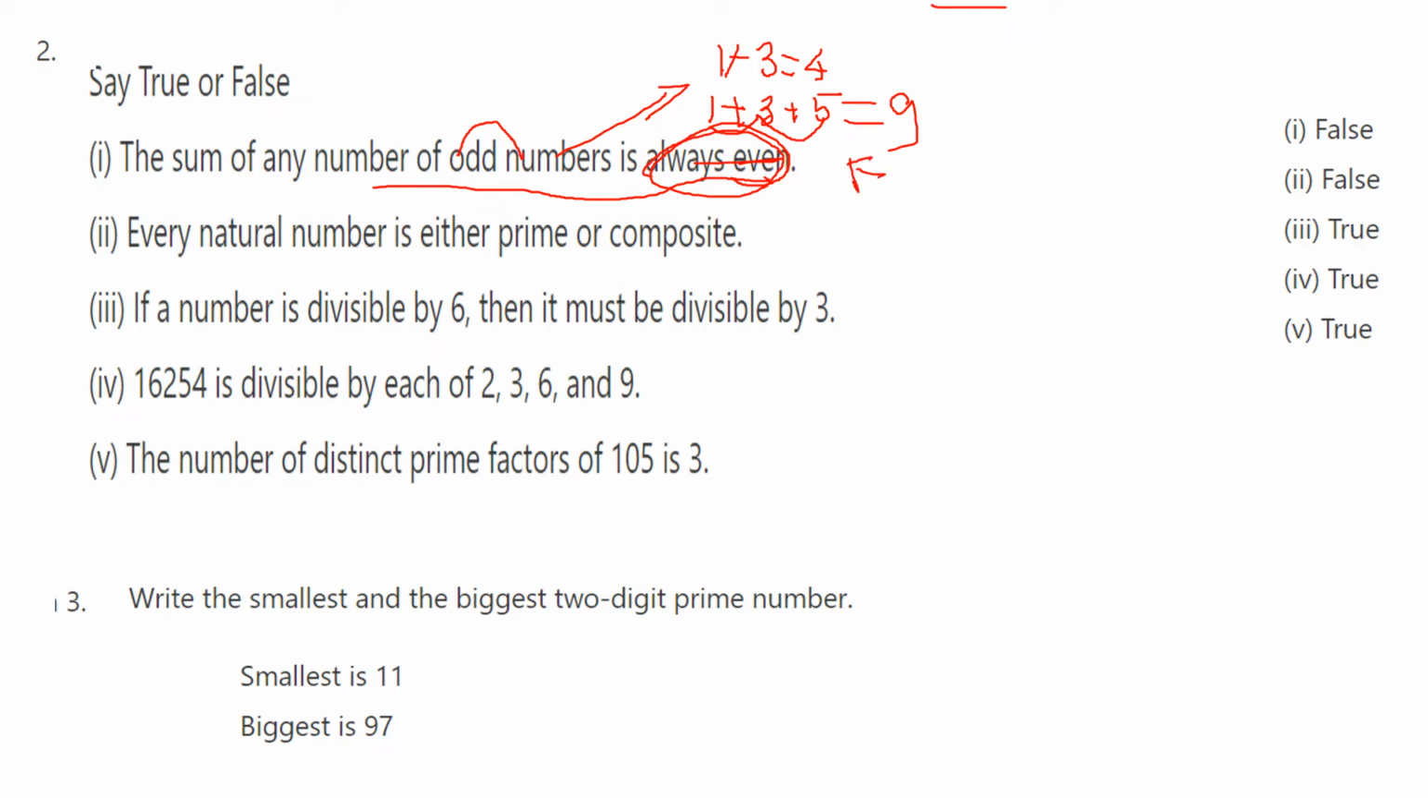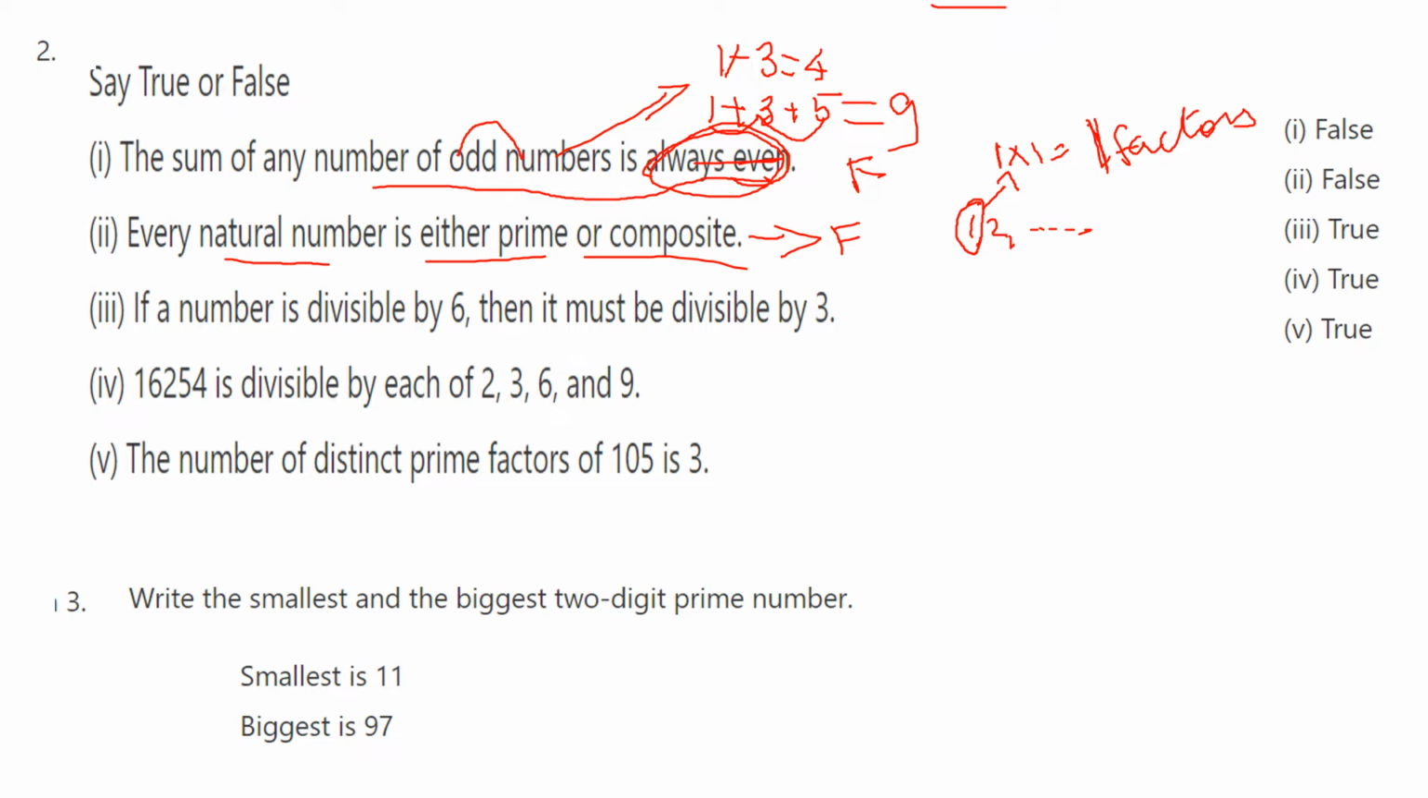Next, every natural number is either prime or composite. That condition is false because natural numbers start with 1, 2, 3, etc. But 1 is neither prime nor composite, because prime means 2 factors, but 1 has only 1 factor. 1 into 1 means we take only 1 factor. Composite means more than 2 factors. Here it does not have 2 factors at all. So 1 has only 1 factor. That's why this is false.